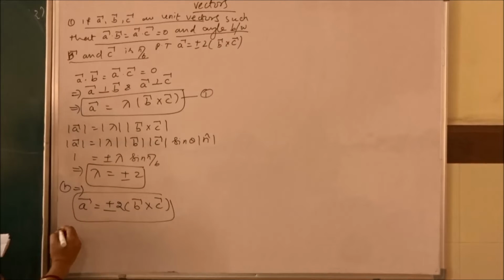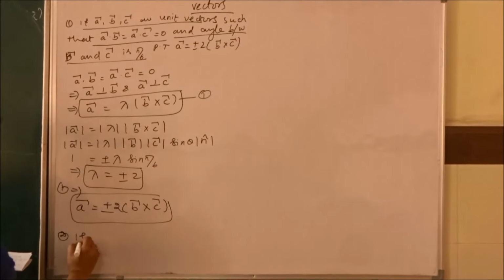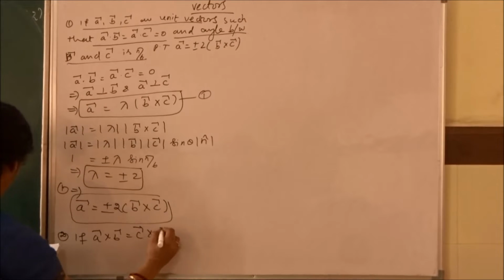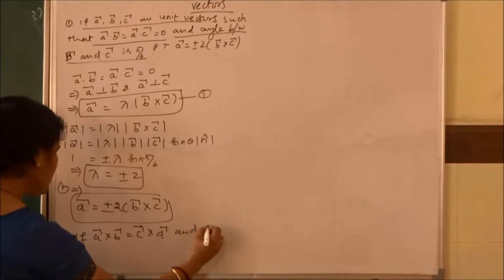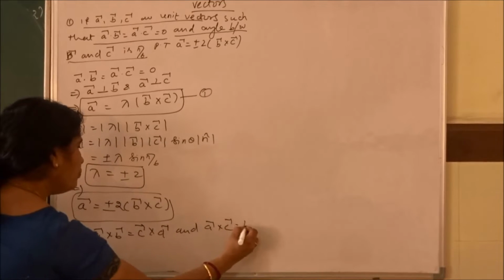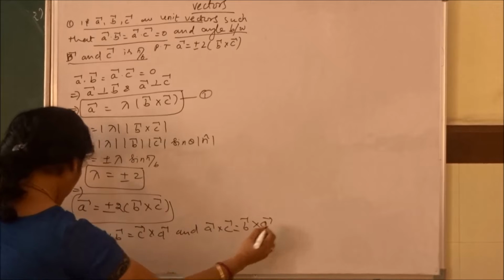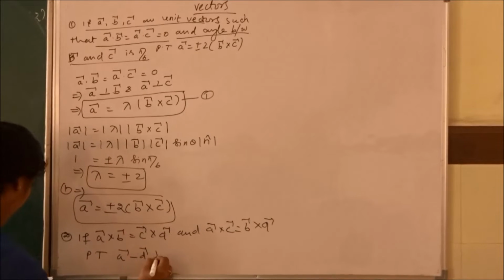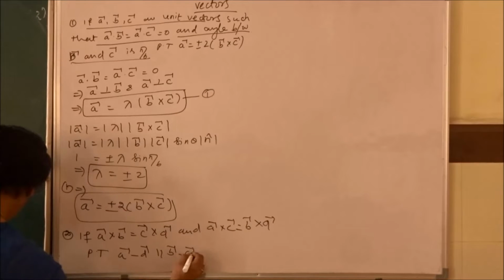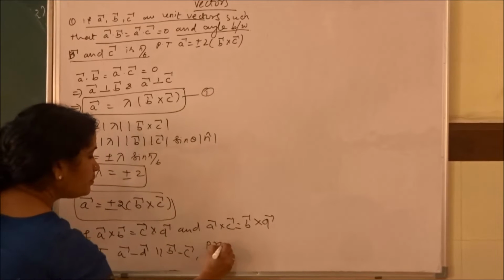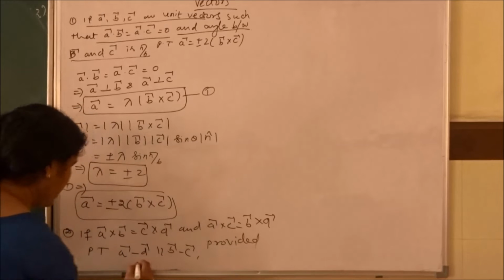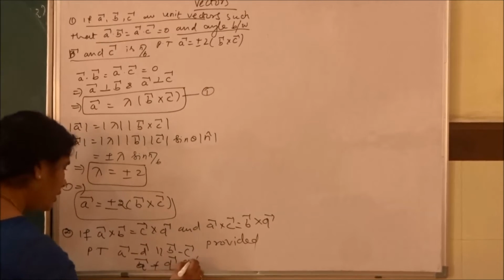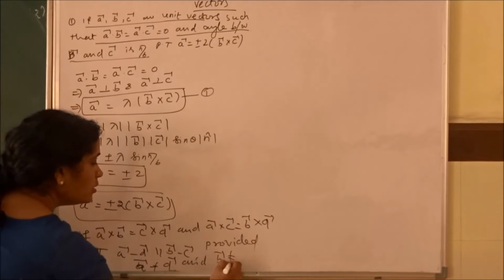Vector 1. Now again I am taking another question. If A vector cross B vector equal to C vector cross D vector and A vector cross C vector equal to B vector cross D vector, you have to prove that A vector minus D vector is parallel to B vector minus C vector, provided A vector is not equal to D vector and B vector is not equal to C vector.